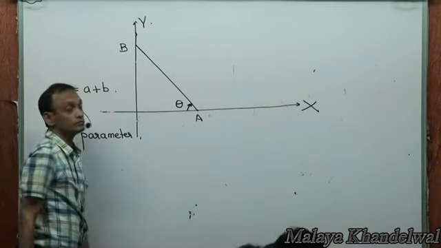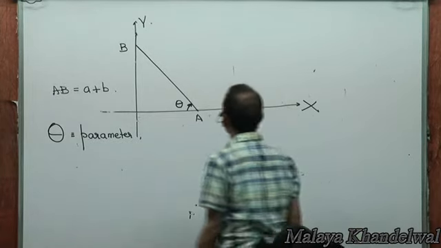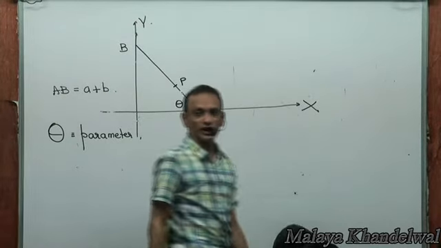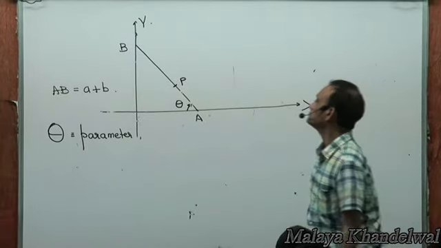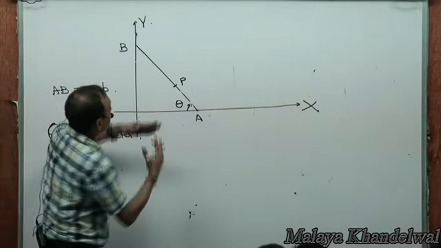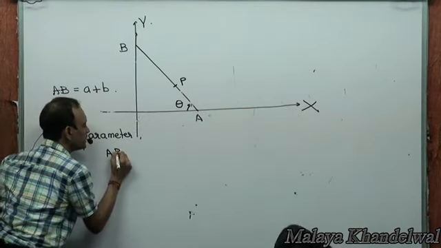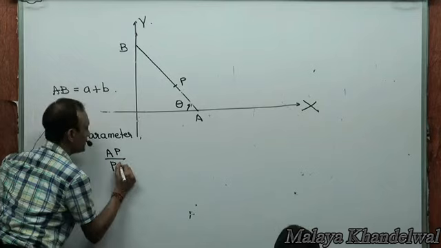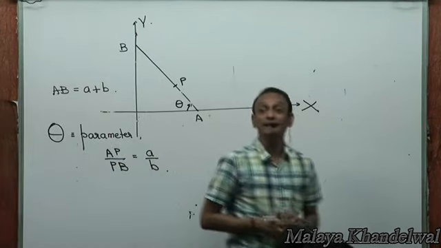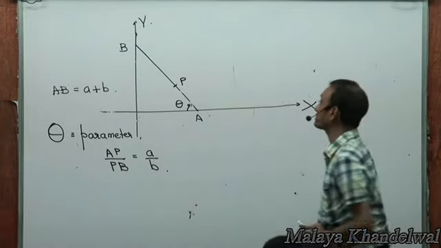Now, I select a certain point on the ladder. I mark a certain point on the ladder, say P, and I mark it in a manner that it divides AB in the ratio AP is to PB is a is to b. Suppose P divides AB in the ratio a is to b.